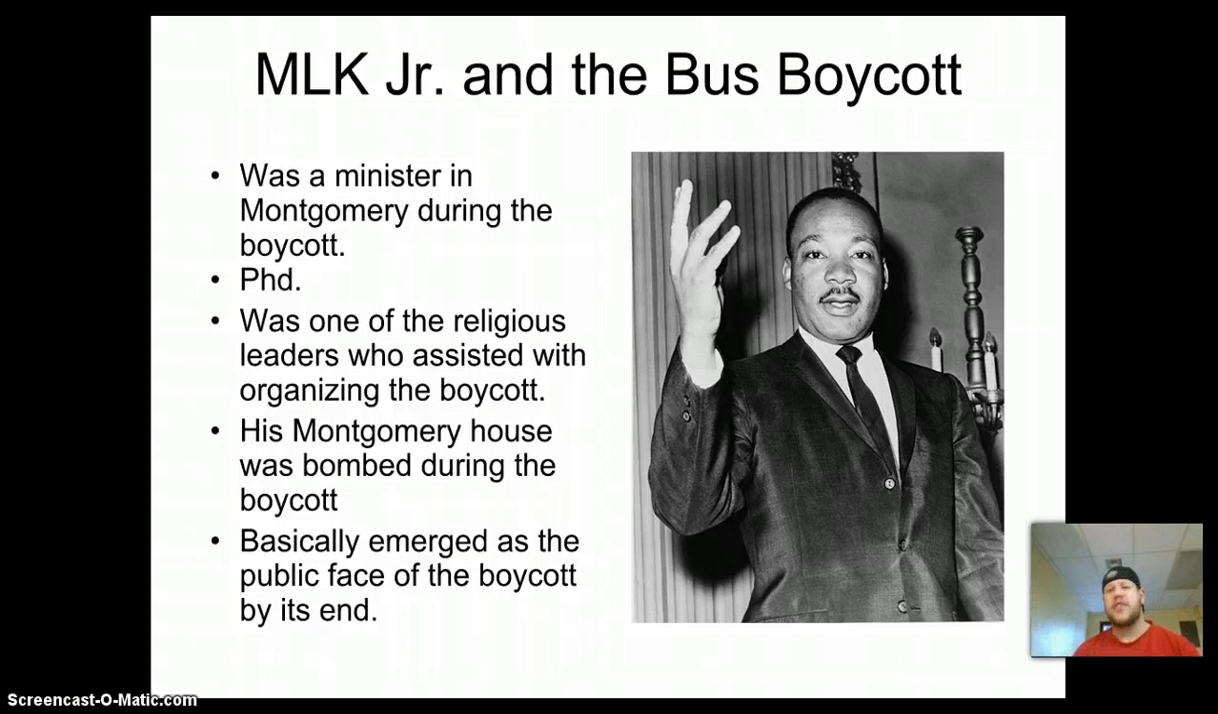Now, one of the faces of this movement was a young minister in Montgomery named Martin Luther King Jr., okay? He was a young Baptist minister. He had earned his PhD at Boston College. He married a young lady named Coretta Scott, who became his wife. Very, very popular, great speaker. And he was one of the religious leaders that really helped organize this boycott. He really becomes the face of the mission. In fact, one of the bombings happened at his house, actually. His family was inside. He really emerges as kind of the public face of this boycott, along with other ministers and groups during the Civil Rights Movement.